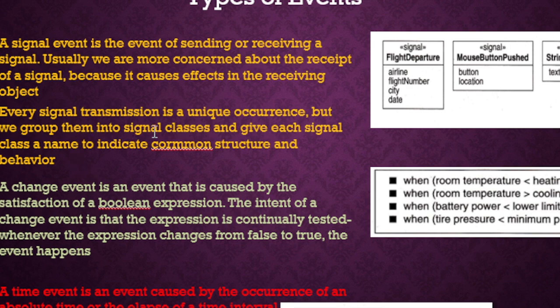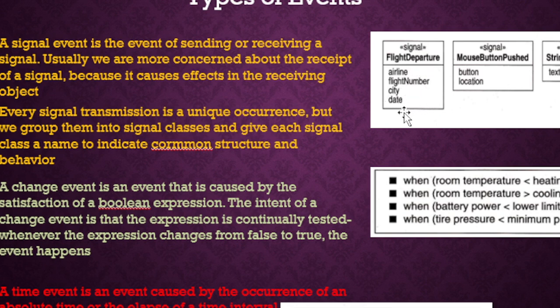Every signal transmission is a unique occurrence, but we group them into a single class. In our model, we can put all those occurrences, which obviously have certain similarities, into a signal class and give each signal class a name to indicate common structure and behavior. Here you can see in this example that there is a flight departure with certain attributes, and that is classified as a signal class. So here we have airline, flight number, city and date.